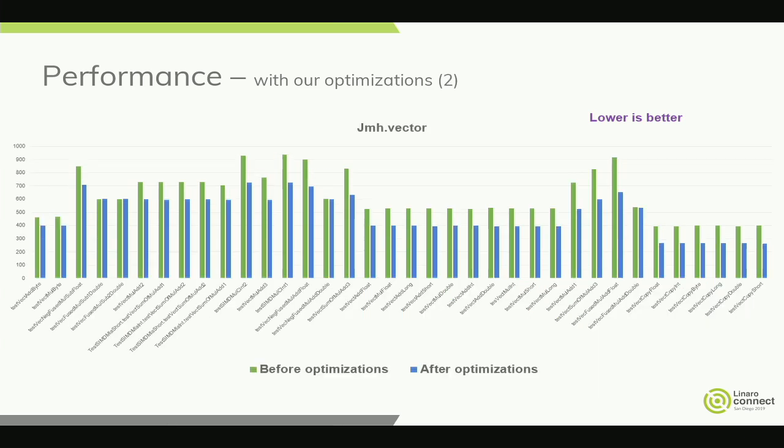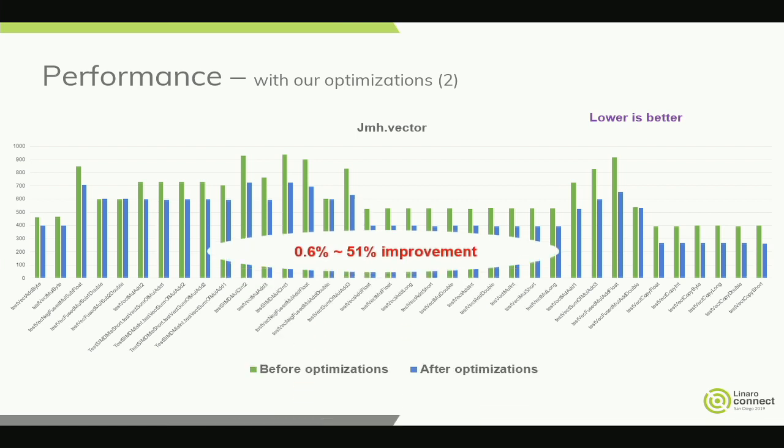So this is the performance result for the vector part, because we have some array-related optimizations. We still have some improvements here, about 0 to 51% improvements.